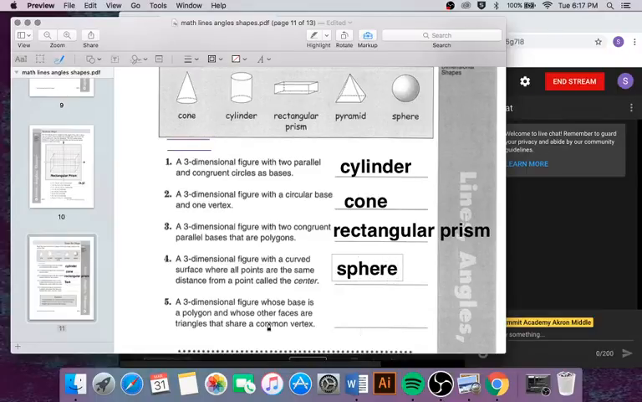Number 5 is a three-dimensional figure whose base is a polygon and whose all other faces are triangles that share a common vertex. So in a pyramid, our base on the bottom, which tells us what kind of pyramid it is, is a polygon, and all the other faces are triangles that share one vertex. So number 5 is going to be a pyramid.